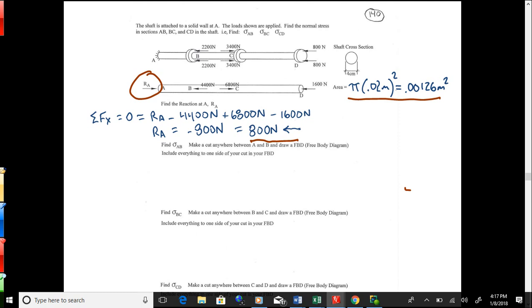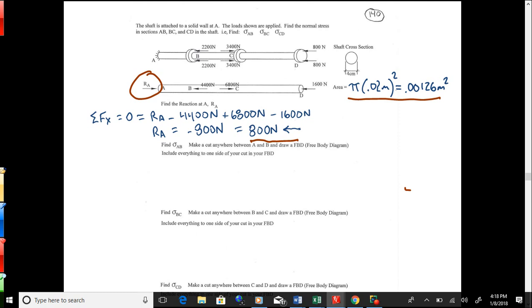I'm not that bright, so I can't remember newtons per millimeter squared is megapascals and kilonewtons per millimeter squared is gigapascals. I can't remember that. So I just keep everything in newtons, everything in meters, and convert when I'm all done. That's how I handle metrics.